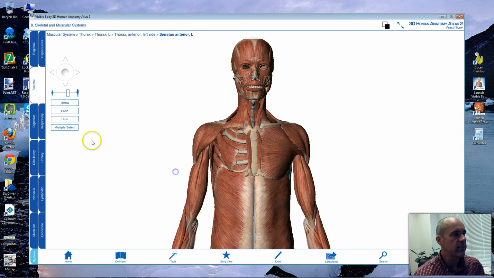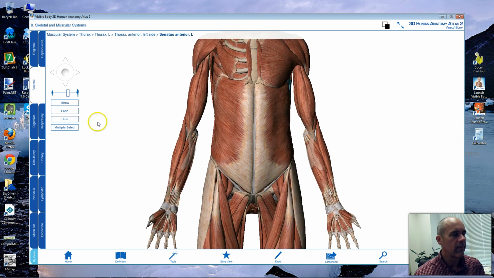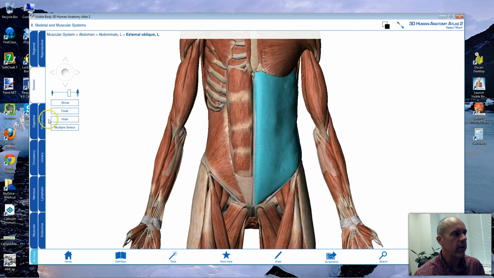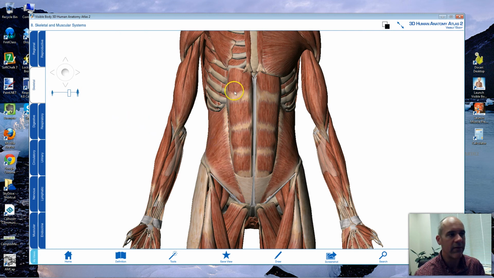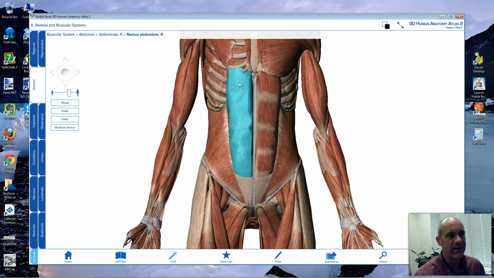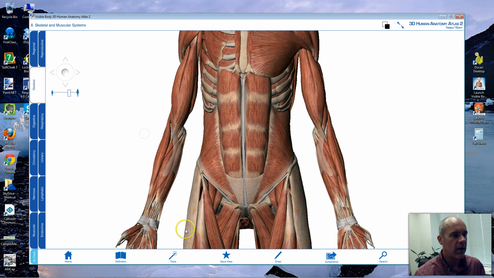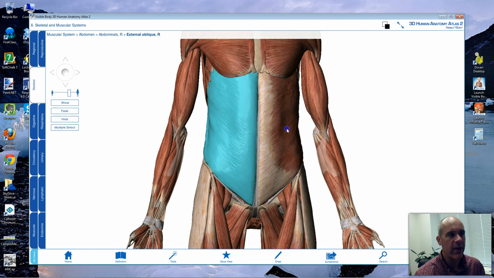Rectus abdominis, that's your six-pack. I'm actually going to have to highlight that and hide it. Now that's your external oblique, I'm sorry, that's your internal, because I just took the external obliques off. I'll come back to those. Here's the rectus abdominis on the right. Here it is on the left. That's your 6-pack or your 8-pack. And then let me show all. All right, so I brought back external oblique on the right and on the left.